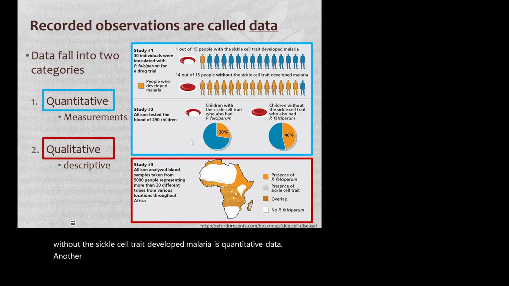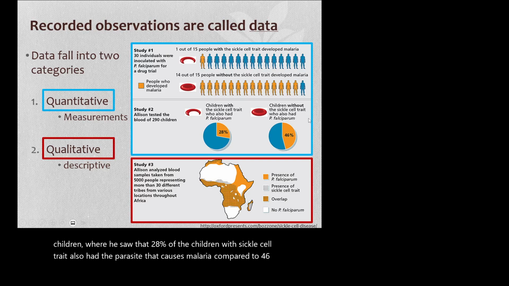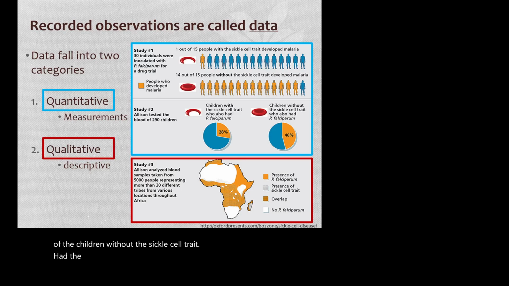Another example of quantitative data are the pie charts shown below. It's just a different way to represent the data, and specifically he was looking at the blood of the children, where he saw that 28% of the children with the sickle cell trait also had the parasite that causes malaria, compared to 46% of the children without the sickle cell trait had the plasmodium parasite that causes malaria. So all of these at the top in the blue box are types of quantitative data.